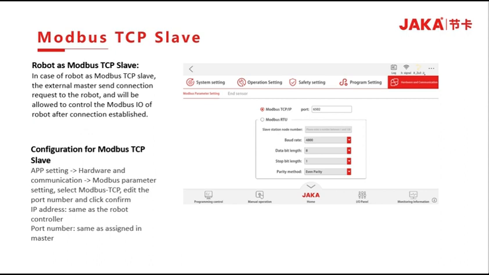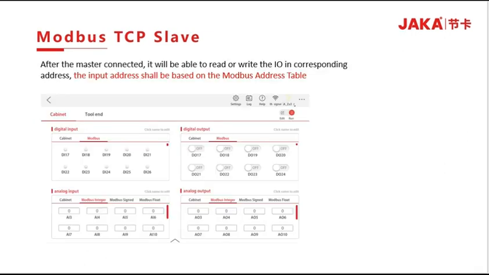The robot controller IP will be the IP for Modbus TCP, while the port number should be the same as assigned with the Modbus TCP master. After the connection is established with the Modbus TCP master, it will be able to read and write on the I/O in the corresponding address. The input address shall be based on the Modbus address table.